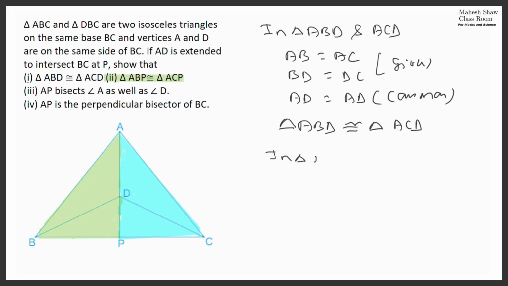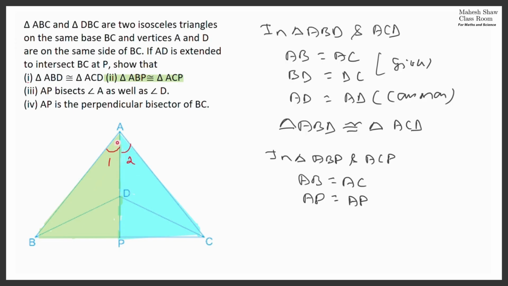So in triangle ABP and ACP, we have AB equals AC, that is given, and AP being the common side, AP equals AP, that is common. And what we know is that here we can write angle 1 is equal to angle 2. That's from CPCT because these are parts of congruent triangles.